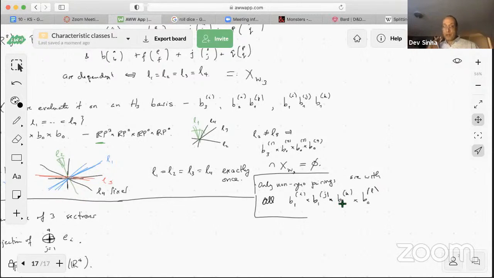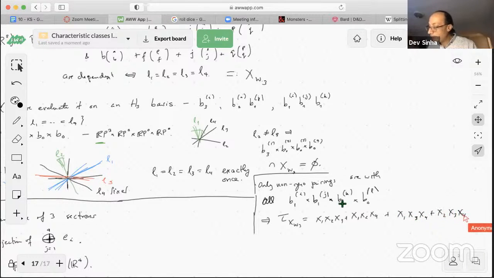And by our choice of basis for homology and cohomology of RP infinity, or of products of RP infinities, or in this case of RP4s, that implies that the Thom class for XW3 is, well, it's sigma 1, sorry, it's X1, X2, X3 plus X1, X2, X4 plus X1, X3, X4 plus X2, X3, X4, which is sigma 3. Phew.